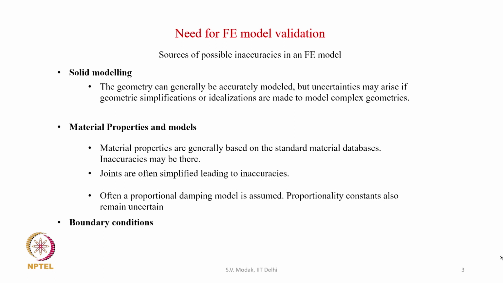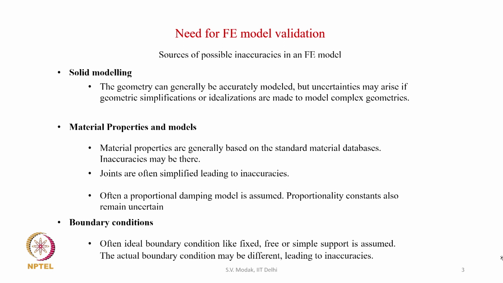So, boundary conditions could be another source of inaccuracy. Often an ideal boundary condition like fixed, free or simple support is assumed, but the actual boundary condition may be different, leading to inaccuracies. For example, if a structure is fixed at certain points, the actual boundary condition may deviate from that. There may be some flexibility associated with those points. Those points may not truly have zero displacement. They may have some small movement when the structure is loaded. So, in the model we may assume it as fixed, but the actual boundary condition is different from that. So, that is a source of inaccuracy, and boundary conditions also affect the dynamic characteristics a great deal.